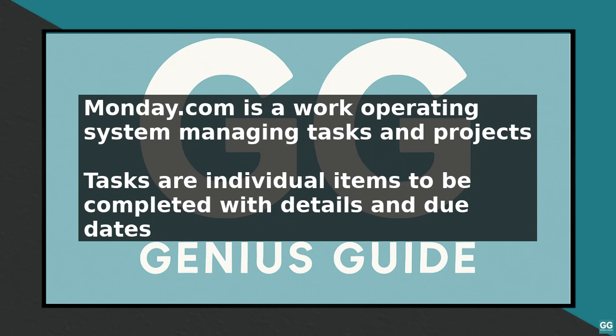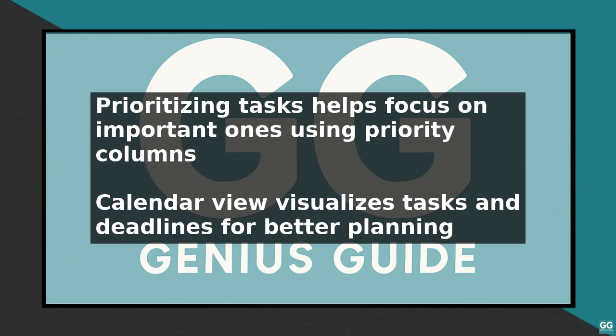To prioritize tasks, use the priority column to label tasks as high, medium, or low priority. This helps you focus on the most important tasks first. You can also use the calendar view to visualize your tasks and deadlines.